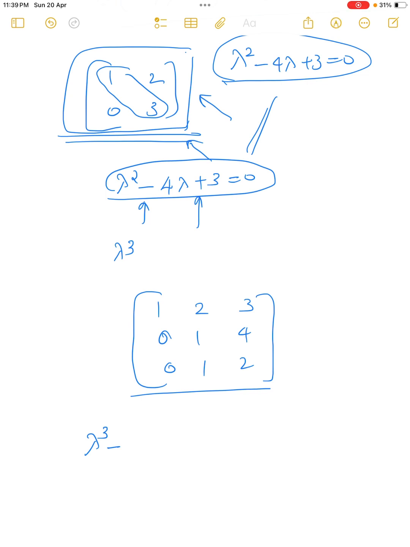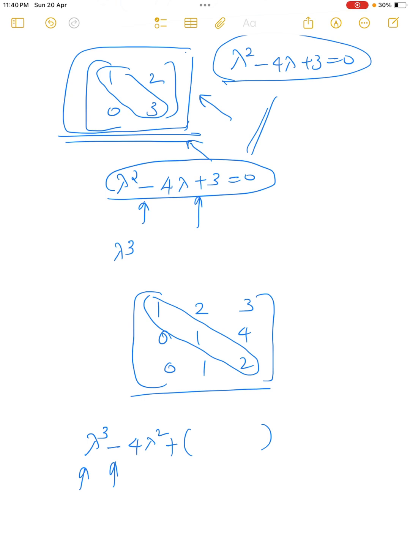Next we need to find the sum of diagonal entries. Here the sum of diagonal entries is 1 plus 1 plus 2, that is 4. Since we started from lambda cube, the next term is minus 4 lambda square. Here we put minus, then we need to put plus.